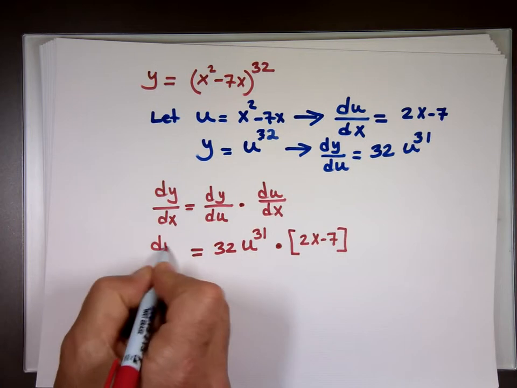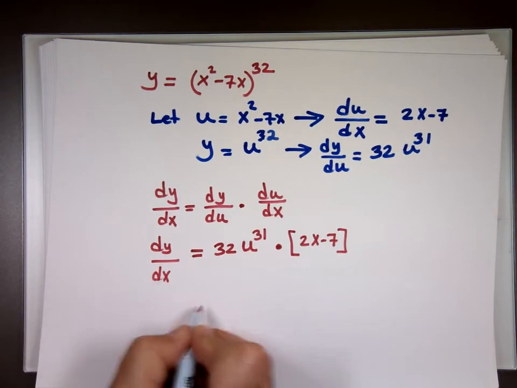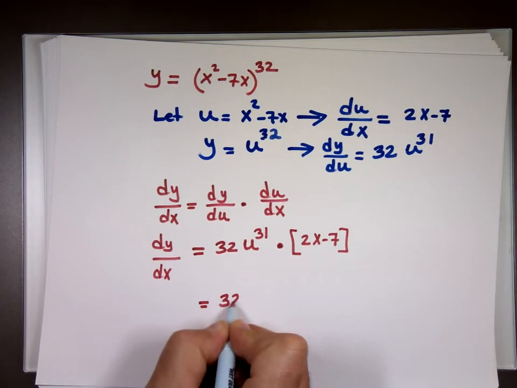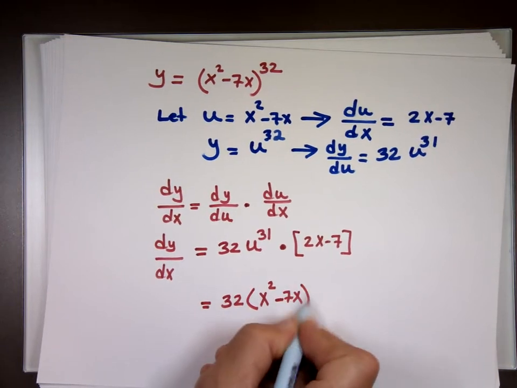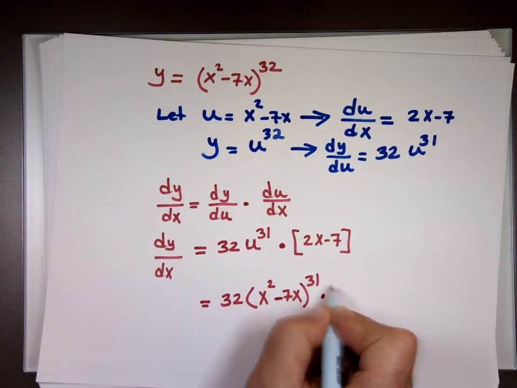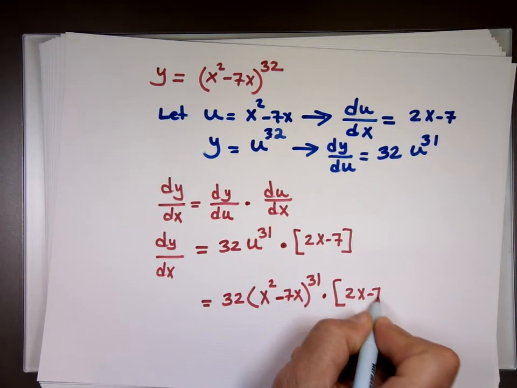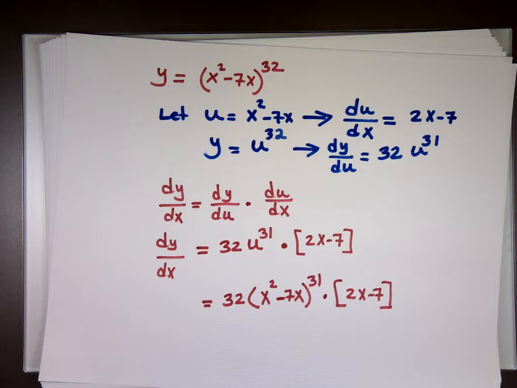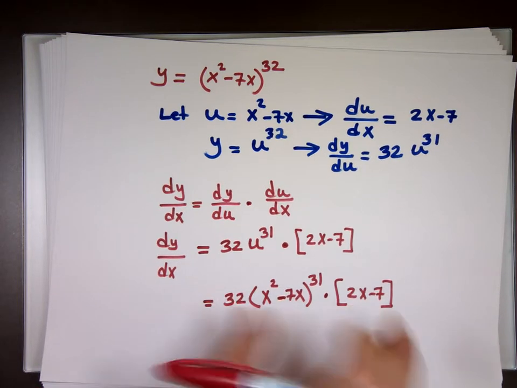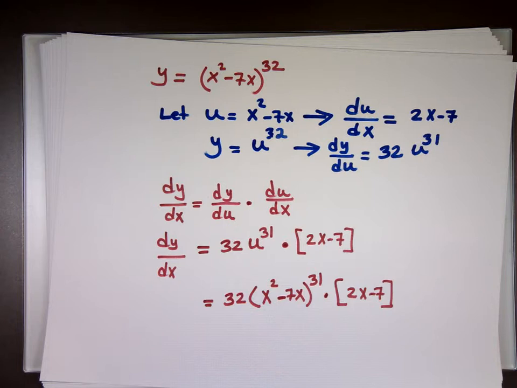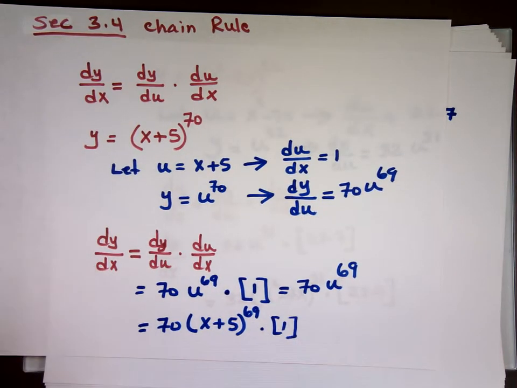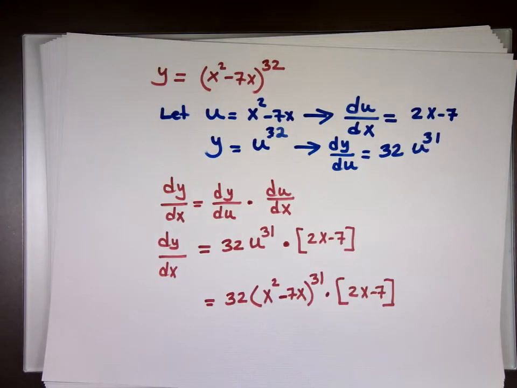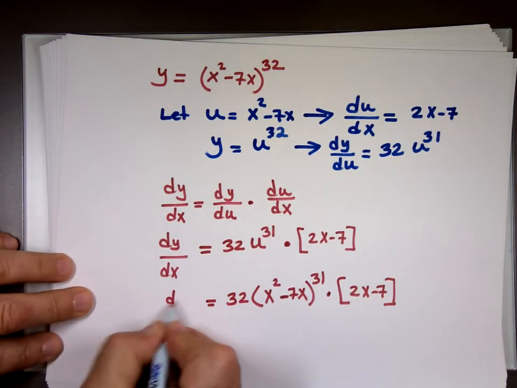So what's the last step? Yep. So that'll be 32 times, and what is u equal to? (x squared minus 7x) to what power? 31 times (2x minus 7). I can multiply the 32 by that, but I'm leaving it like this for a reason. Let me go back to the previous one, just put the 1 here, leave it for a reason. And that's dy/dx.